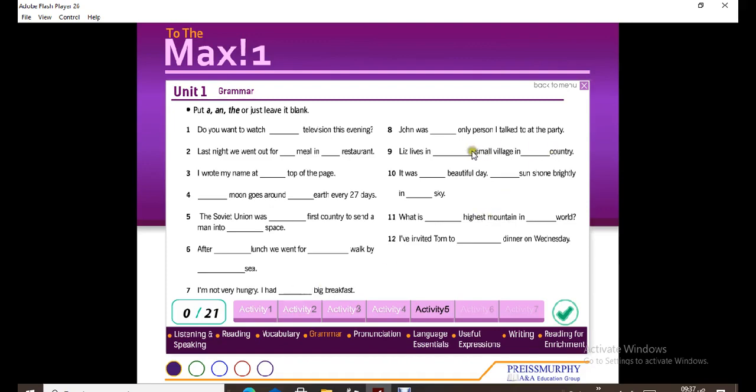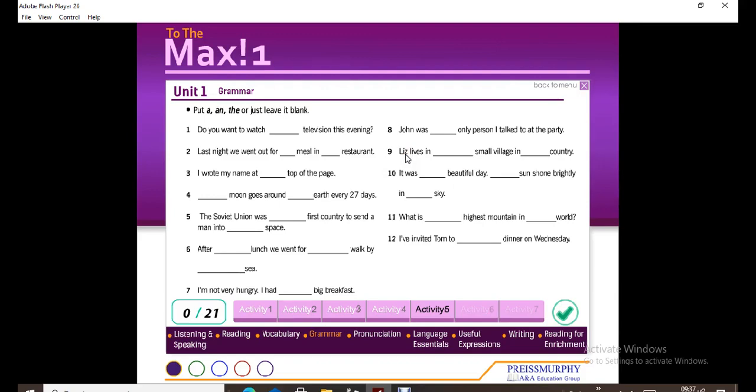Okay, let me go to number 8. Here, John was the only person I talked to at the party. Before first, second, third, we are going to use the. Before only, we are going to use the. Those are not mentioned in the rules we took before, so you have to learn them. And before breakfast, lunch, dinner, we use nothing. Okay, go to number 9.